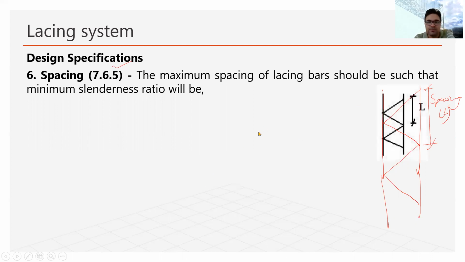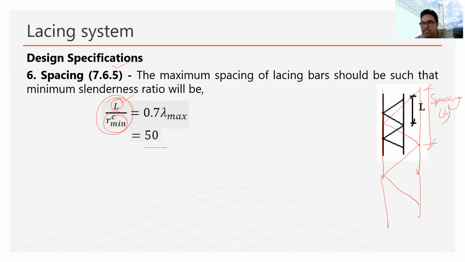As per IS code, this ratio L by r minimum should be equal to 0.47 times lambda max, or equal to 50, whichever is minimum. So this ratio should be the least of both criteria. Basically, with this ratio, we try to find out the L value, or if we already have the L value, then we try to satisfy the L value with this value. Now, what is r minimum and what is lambda max, that we will read.